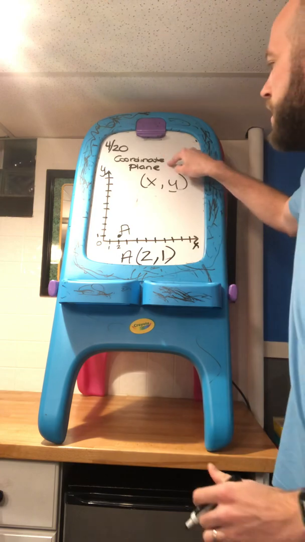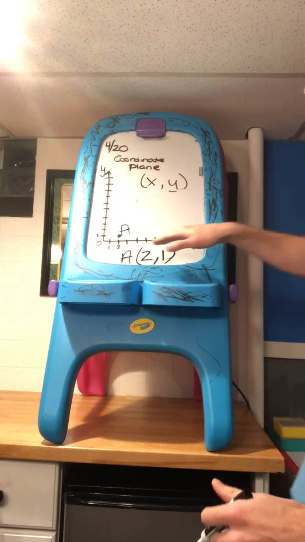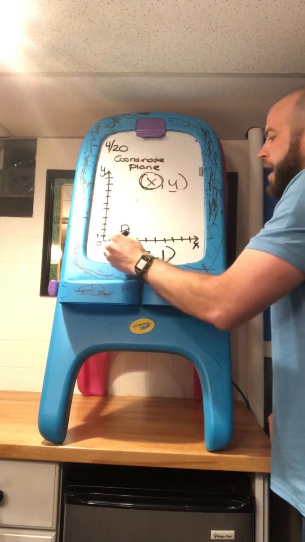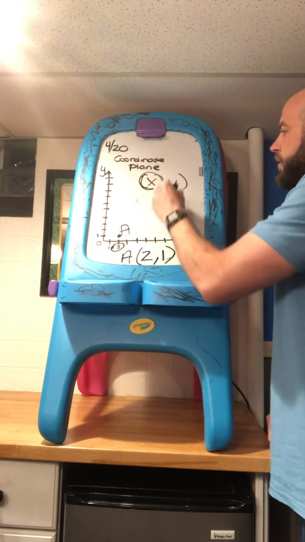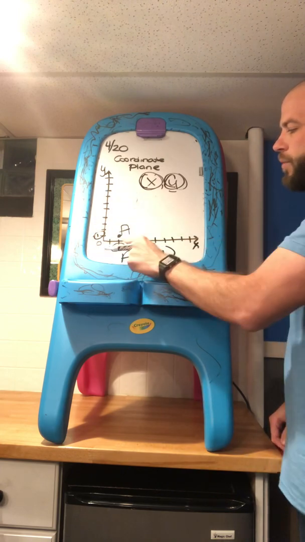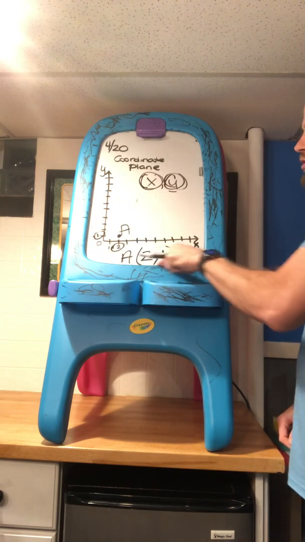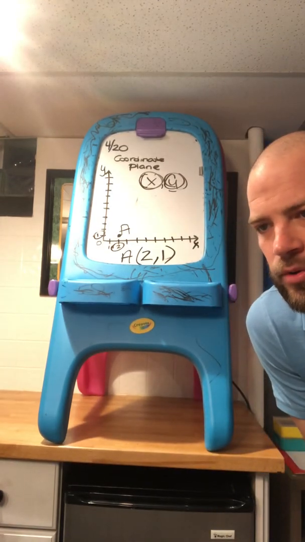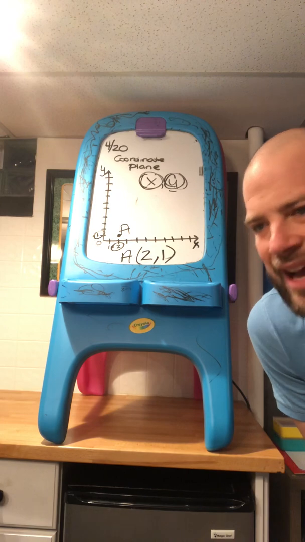So a coordinate plane has a y-axis and an x-axis. The first thing you do is go over. How many over? Well, A is over twice. And then you go up. A goes up 1. So the coordinates of A are 2, 1. And then it might tell you to plot, but that's later on.